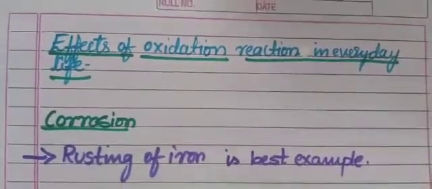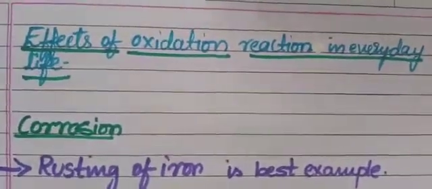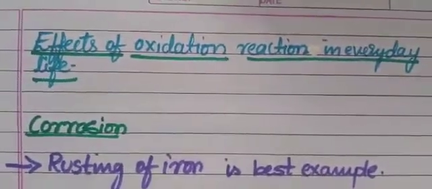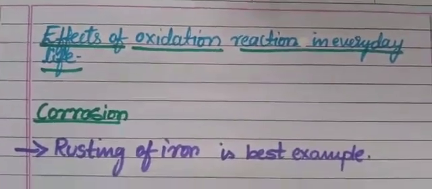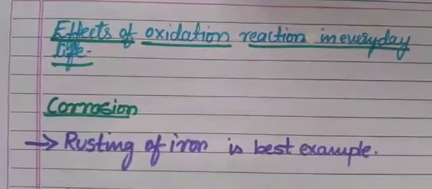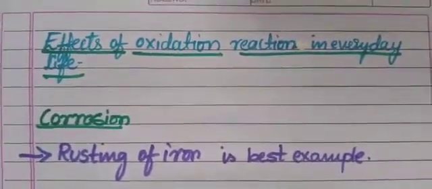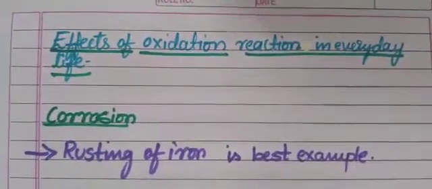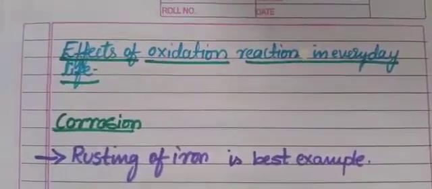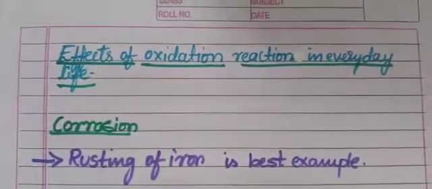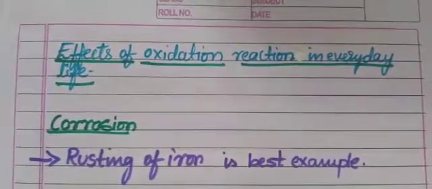And you must have observed that iron articles are shiny when they are new, right? But they will get coated with a reddish brown powder when left for some time. If you leave iron things for so many days, they will form a reddish brown powder. We call it rust, right? This process is commonly known as rusting of iron. And some other metals also get tarnished in this manner.